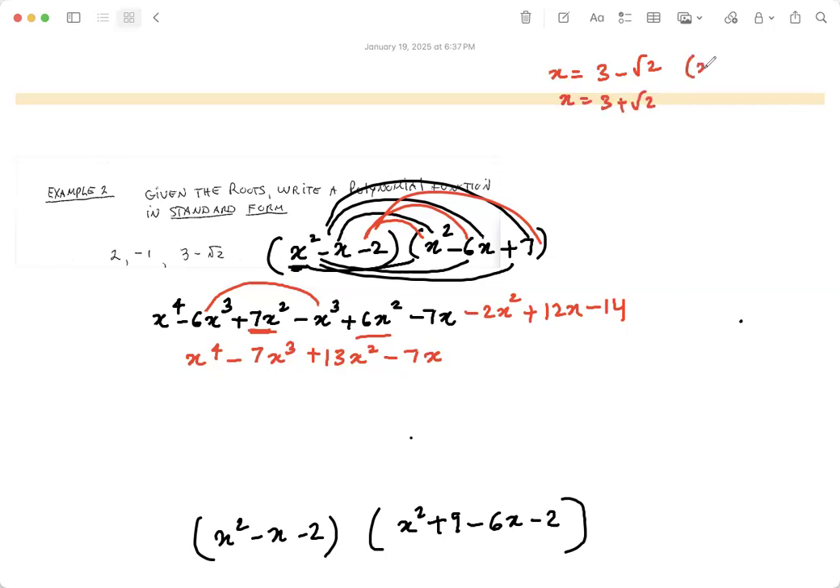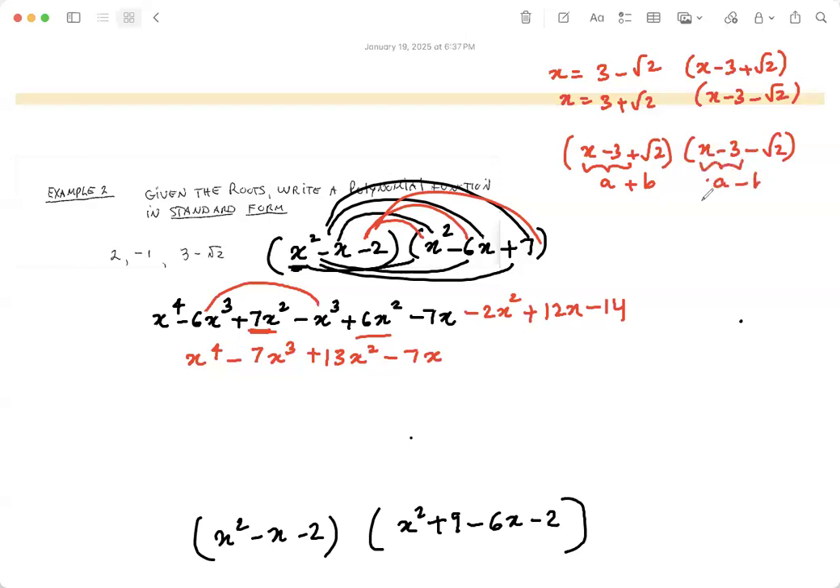So the linear factors are x minus 3 plus root 2. The other one is x minus 3 minus root 2, correct, Madhvani? Yeah. X minus 3 plus root 2 is multiplied with x minus 3 minus root 2. See, when you look at it, I take this as a plus b, a minus b. So what is the answer?